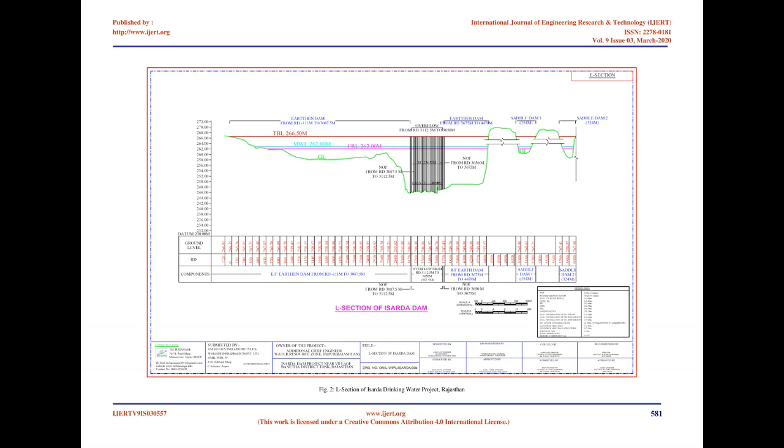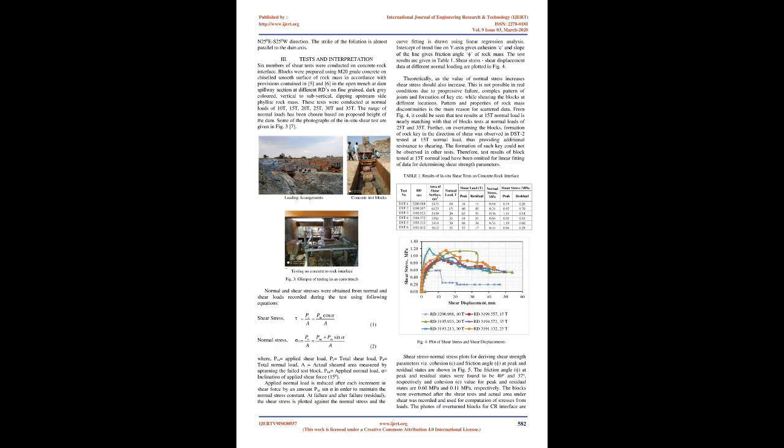The general trend of phyllite rock varies from N20°E–S20°W to N40°E–S40°W with dip from 75° to 85° northwesterly, towards upstream direction. The dam axis aligns in N25°E–S25°W direction. The strike of the foliation is almost parallel to the dam axis.